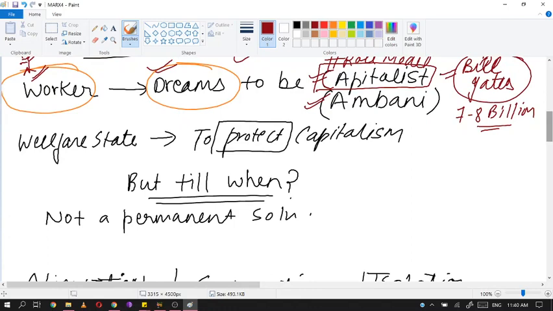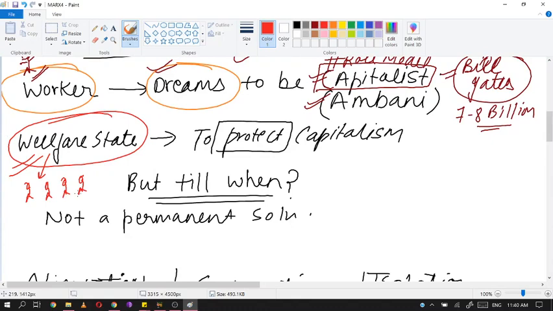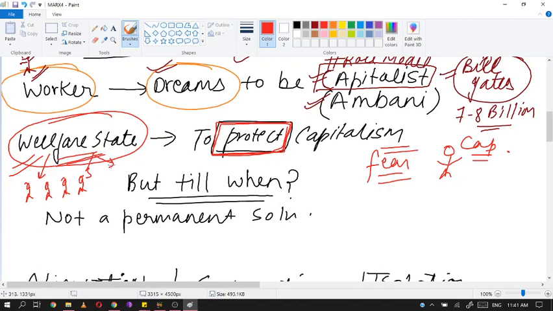So, welfare state, did it come for the benefit of people? No, it came to protect the idea of capitalism. Otherwise, brother, there was too much fear in the minds of capitalists. But obviously, welfare state, social and economic equality, it has been so long. Do you see social and economic equality anywhere in the world? No. In fact, we see more and more rise of inequality. It is becoming sharper and sharper.